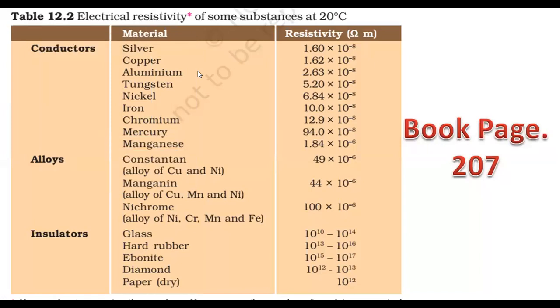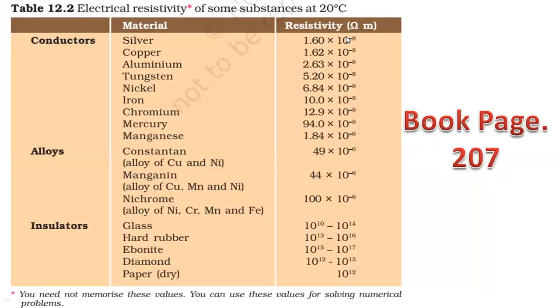In the same way, if a value is given in terms of 10 to the power minus 8, it basically means resistivity of silver is very much less as compared to glass. Glass value is given in 10 to the power 14. It is a very high number, a very big number. 14 zeros are available, so it's a very big value for glass. So that means resistivity of glass is more, resistivity of silver is very less.